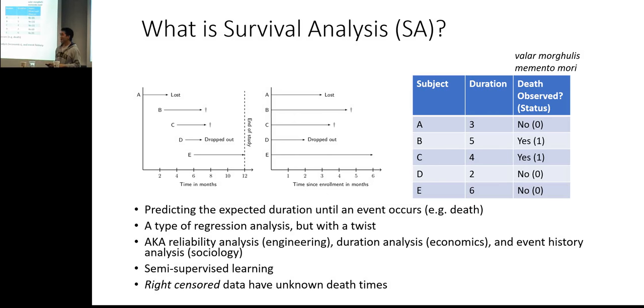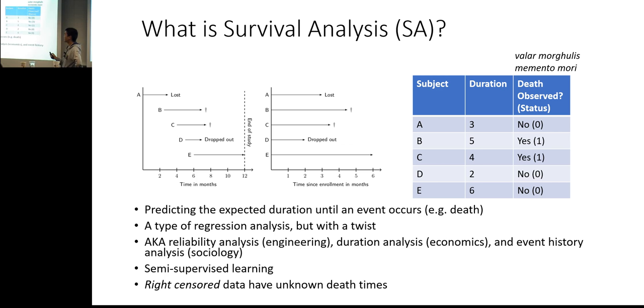All right, so I'm first going to give background. What is survival analysis? It's more or less a generalization of regression analysis, but with a little bit of a twist. Let's say you have a clinical trial here, and you have several patients in there. Not only do you have the duration between when they started the study and when they died, you also have this death observation variable, or a status binary variable, that'll tell you whether their death was observed or not.